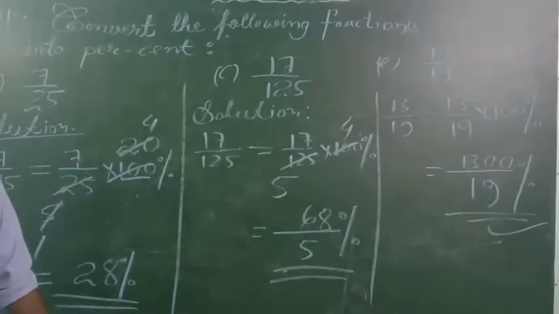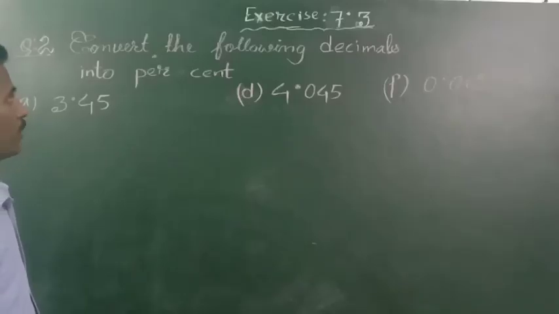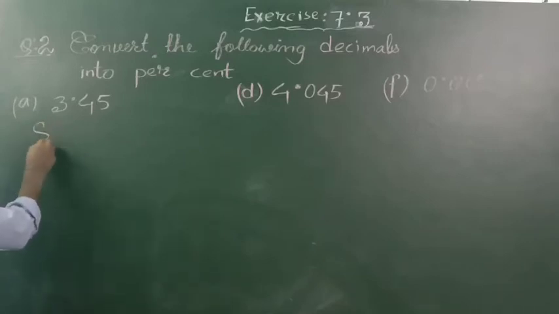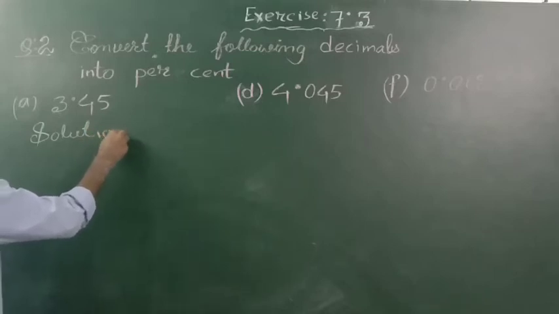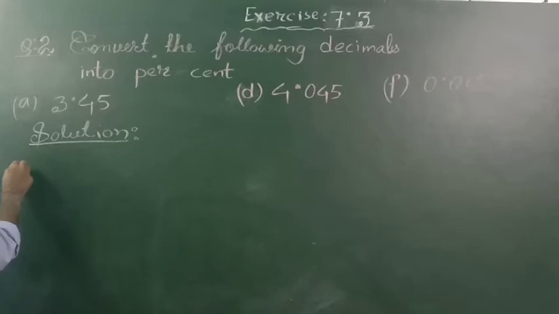Let us go to the next question, that is question number 2. Convert the following decimals into percent. Okay, so sub question A, 3.45. Solution, it's very simple. Our question is 3.45. Okay, this is the decimal. We have to convert into percent.